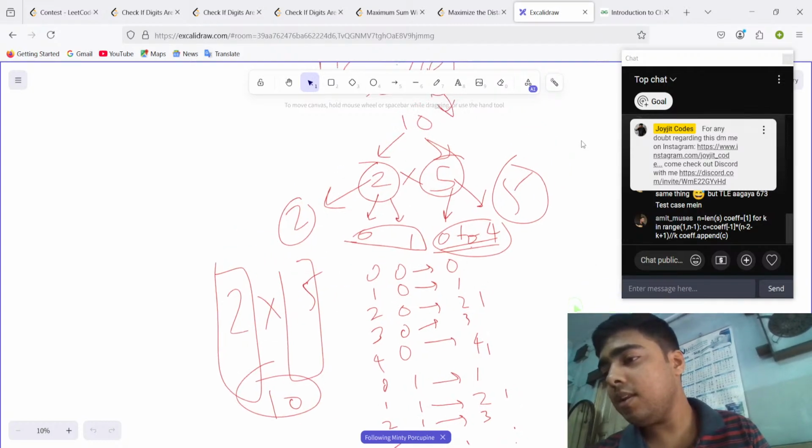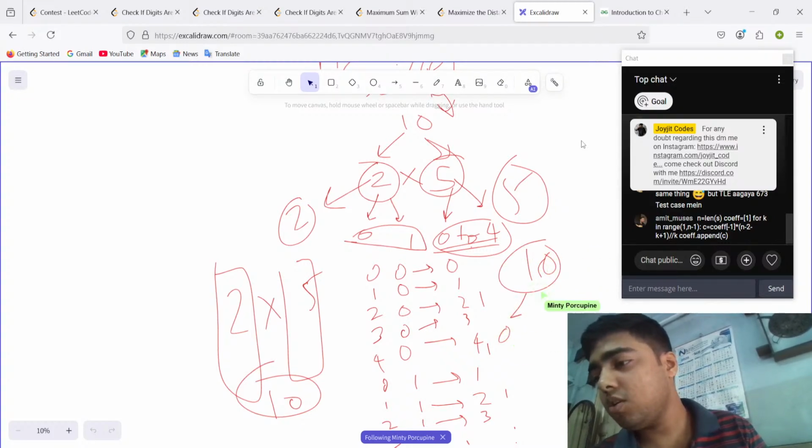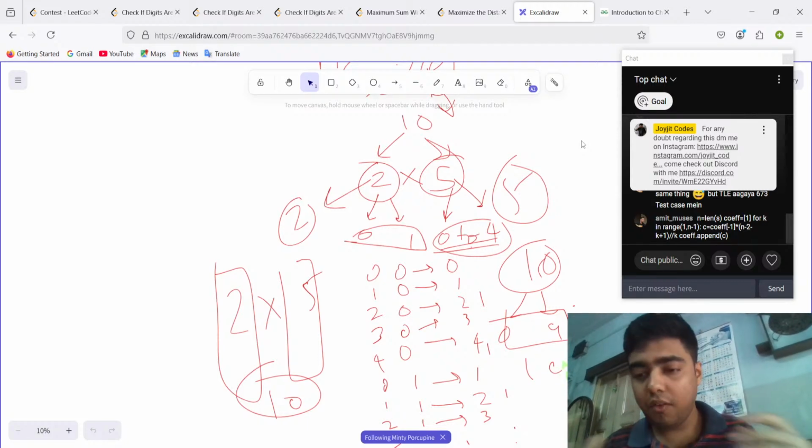And for 10, the modulos are going to be from 0 to 9, that is, there are 10 possible ways. Okay. So is it clear what he has done?